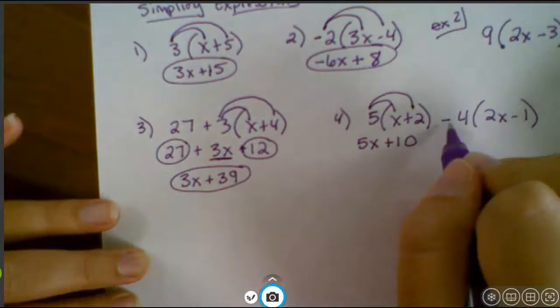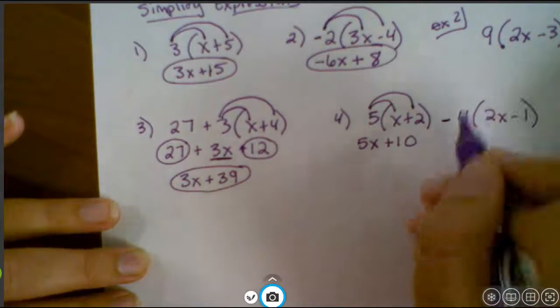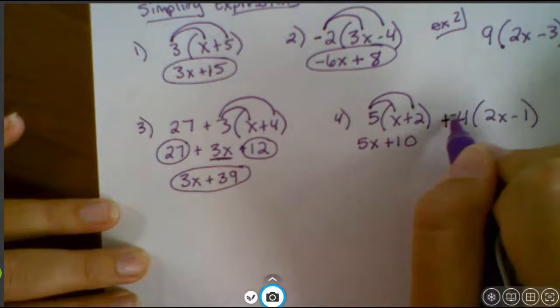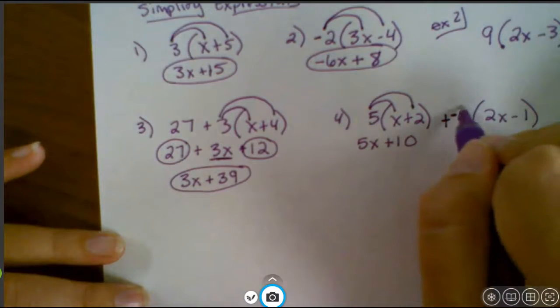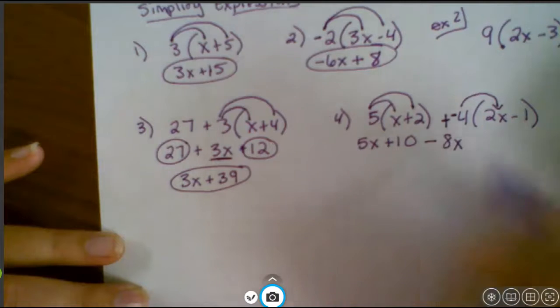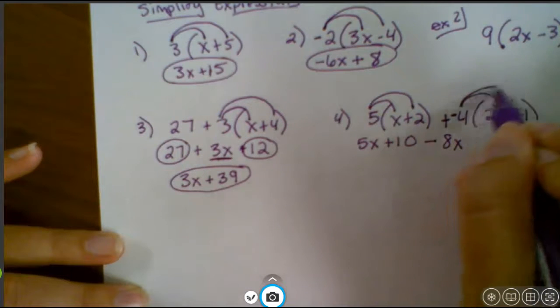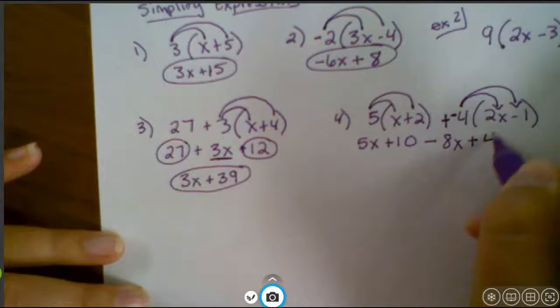Now that negative sign, or the minus sign in front of the 4, has to stay with the 4. So if you want, you can change it to plus a negative. That way we're distributing that negative sign. So negative 4 times 2x would be minus 8x. Negative 4 times negative 1 would be negative times a negative is a positive. 4 times 1 is 4.